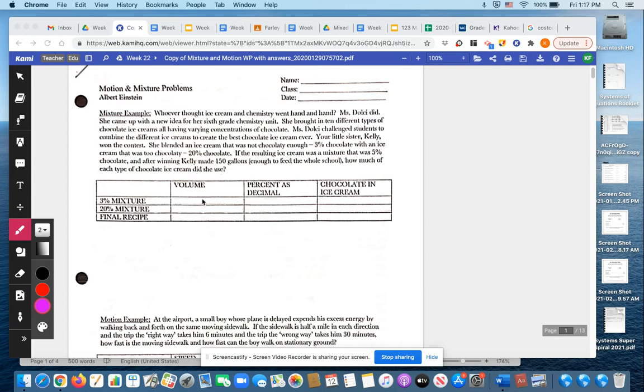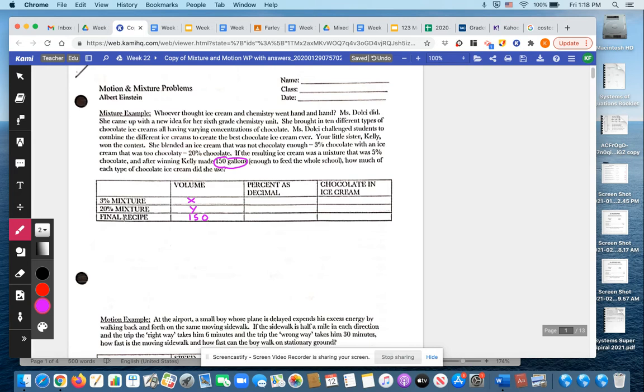So if I started writing here, I have no idea how many gallons of the 3% mixture I am going to have, so I'm going to refer to that as X. Again, I have no idea how much of the 20% mixture, so I'm going to say that's Y. But I do know that Kelly decided to make 150 gallons. That's the total amount that Kelly will be making.